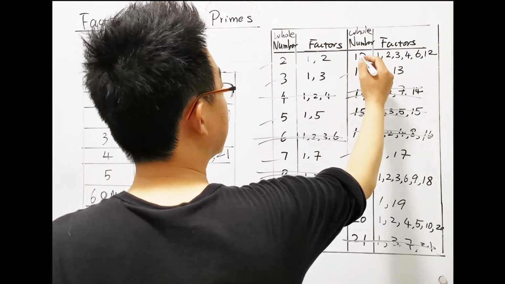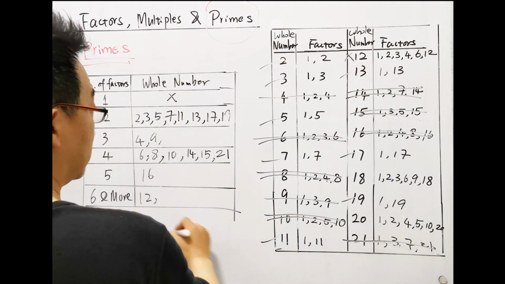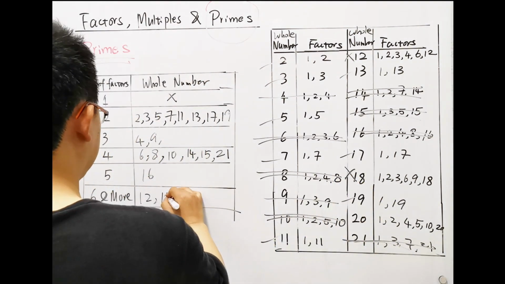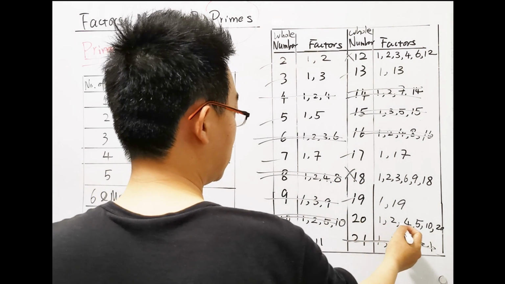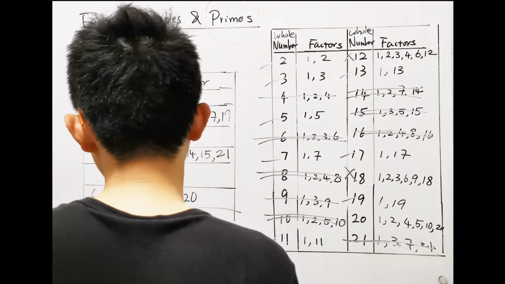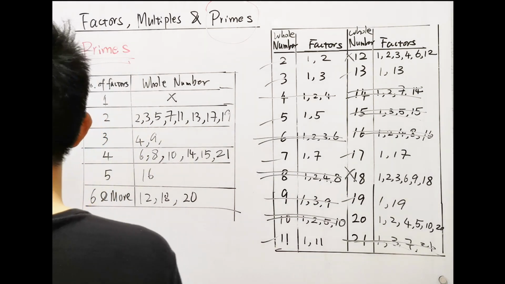6 and more. Okay, yes, we have 6. Okay, 12. Here 1, 2, no. Here also, right. 18, right? Some more. Here 1, 2, 3, 4. Okay, 20. Yes, exactly. So basically, now it's very clear, right? So from here we can see that.